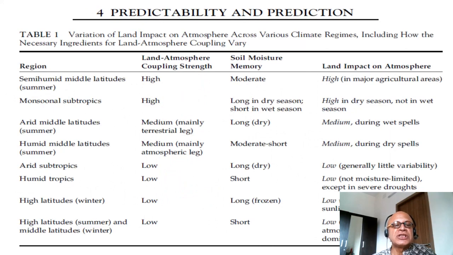Predictability and prediction. We can look at the variation of land impact on atmosphere across various climate regimes, including how the necessary ingredients of land atmosphere coupling vary. So coupling typically means predictability, because that means each system depends on the other one, and there are feedbacks which give you timescales and predictable statistical features like coherence of rainfall.